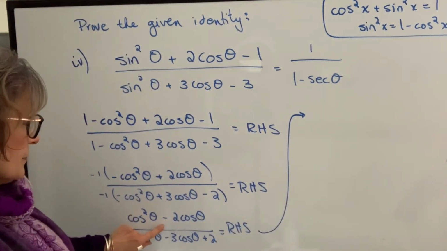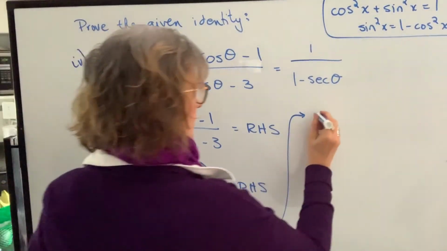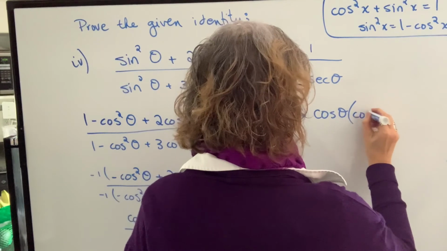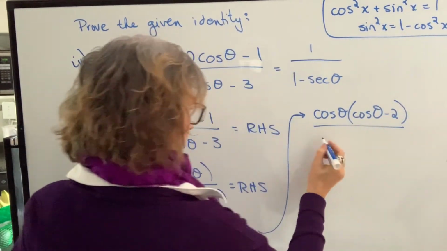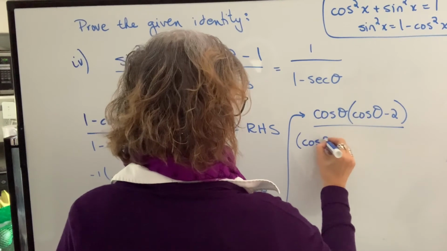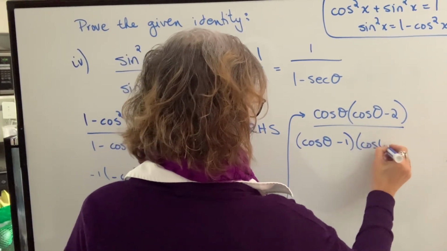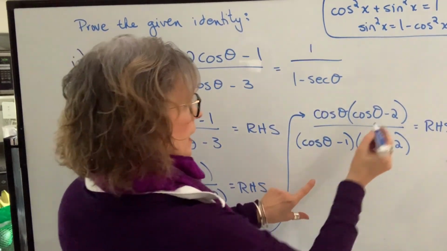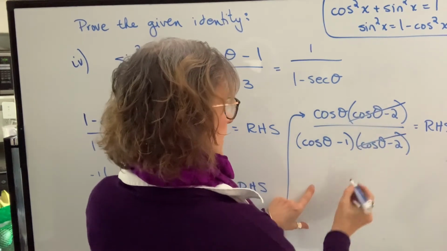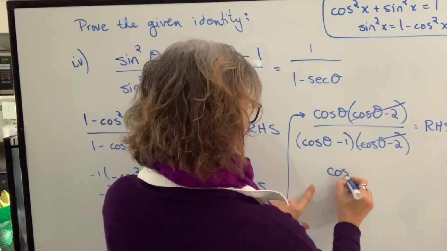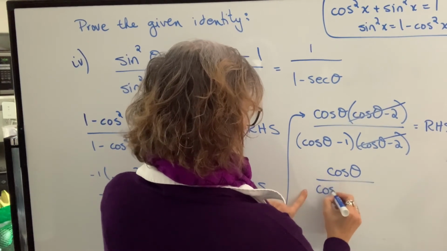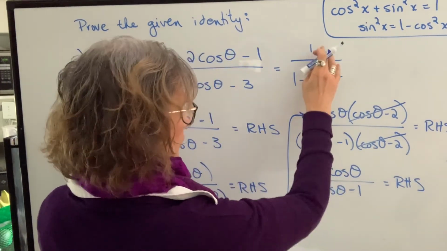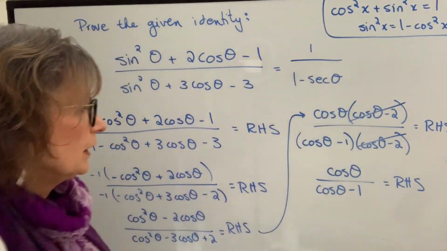If I were to factor in the numerator, I would factor out a cos theta. And I'm left with cos theta minus 2. In the denominator, my factors will be cos of theta minus 1 times cos of theta minus 2. Now I have a common factor of cos theta minus 2 that I can cancel. So I'm left with cos theta over cos theta minus 1. I look and I go, that's not quite what I want, but I'm almost there.